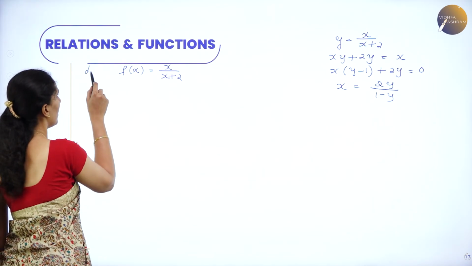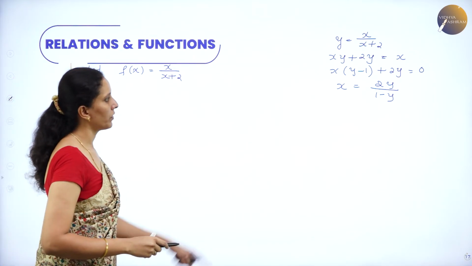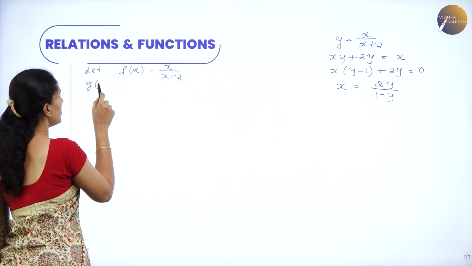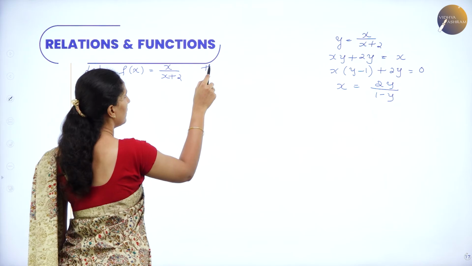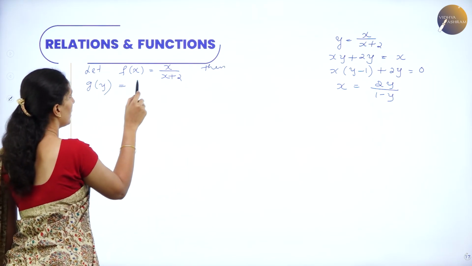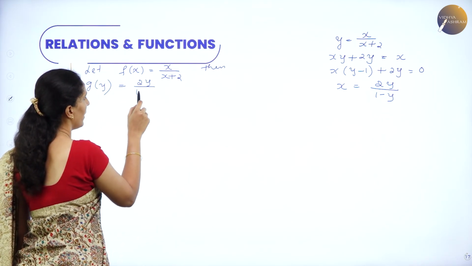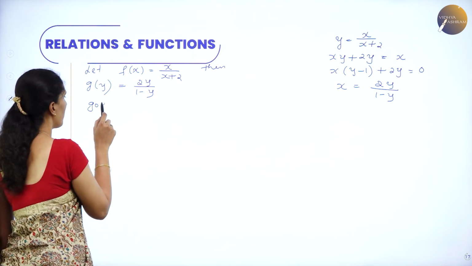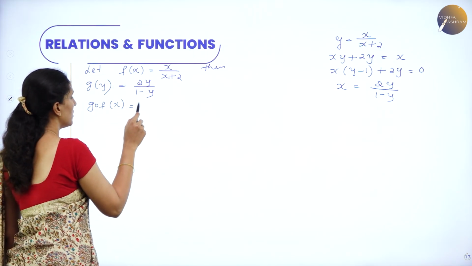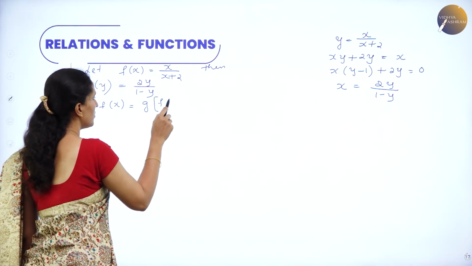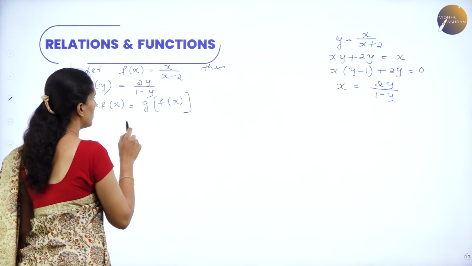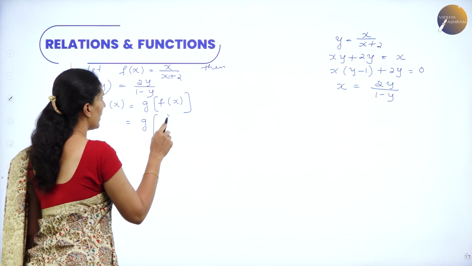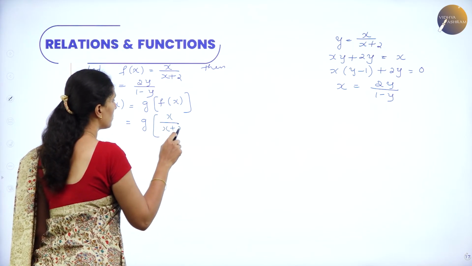So let f of x be equal to this. Then I can get g of y. Then g of y, I will get as 2y divided by 1 minus y. Let us verify g naught f of x. So g naught f of x is g of f of x, which is g of x divided by x plus 2.